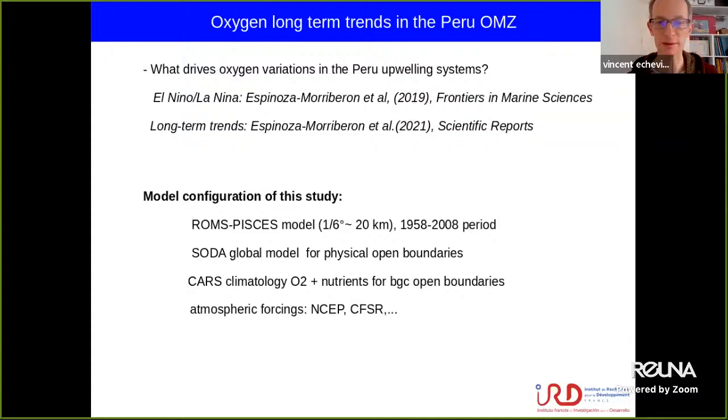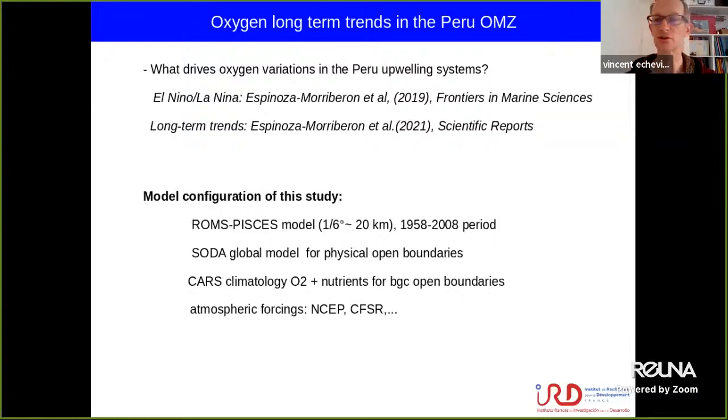We used the PISCES model for the Peru and North Chile region. So the resolution was a bit lower, 20 kilometers, but it allowed us to model a long period of 50 years. This kind of model can be kind of costly. So with a relatively low resolution, like 20 kilometers, which is already quite good for cooling systems, at least for the Peru cooling system, it was not too costly.